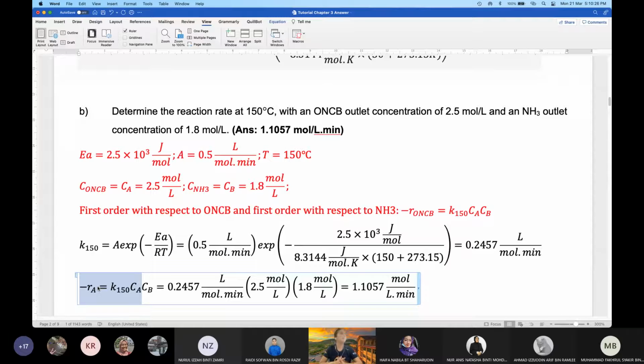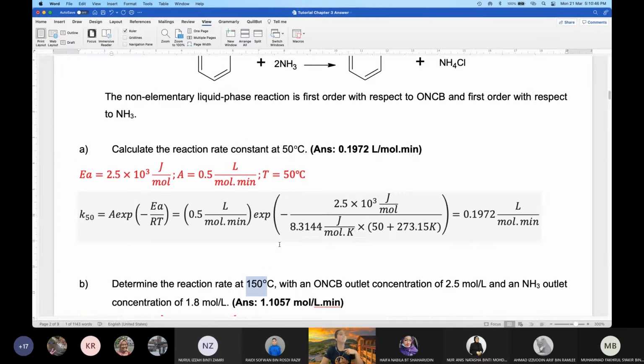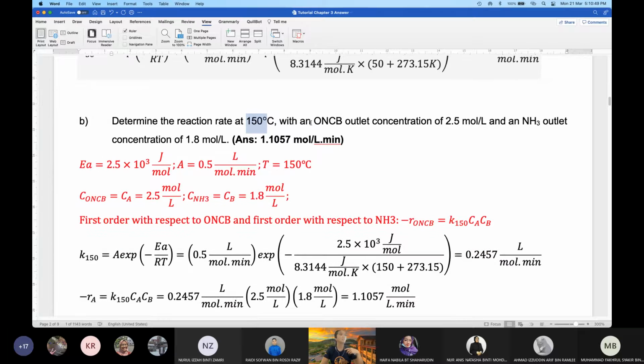Okay, so in this question, they want us to find minus RA, tetapi minus RA dia ada few syarat. Okay, the first dia kata, dia mesti pada 150 Celsius. Kedua, they give us the concentration. So, ONCB ni adalah kita punya A kan, ONCB is our A, ammonia is our B. So, basically, they give us CA 2.5, CB 1.8. Dia beri kita information ni, kepekatan A, kepekatan B, outlet concentration means concentration after the reaction has taken place. CA 2.5, CB 1.8.